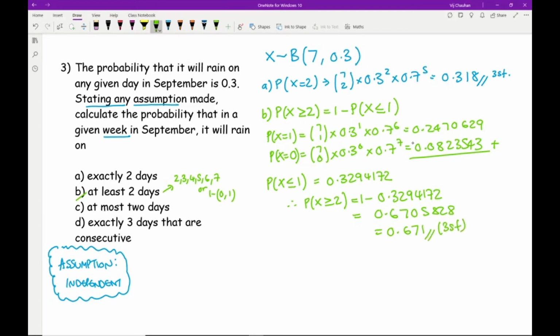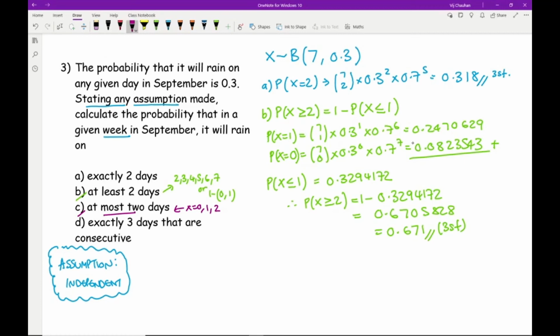And there we go. Now for C, and again I'll do a different colour for C. So for this one we're looking at at most 2. At most 2 is basically including x equals 0, x equals 1 and x equals 2. Now for this I've already worked out most of them, so the only thing I've got to work out is the one that's missing, which is x equals 2.